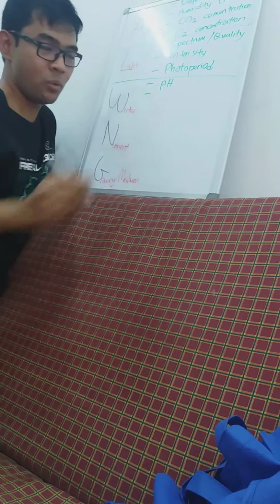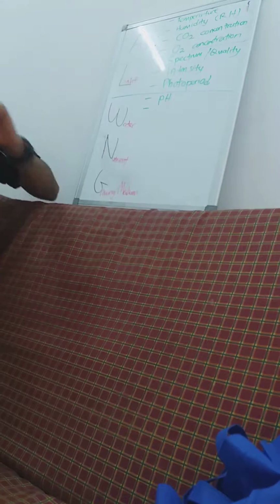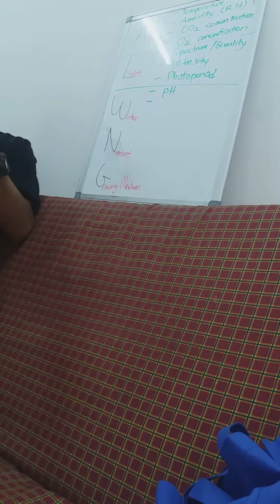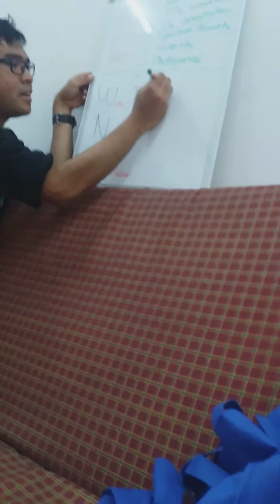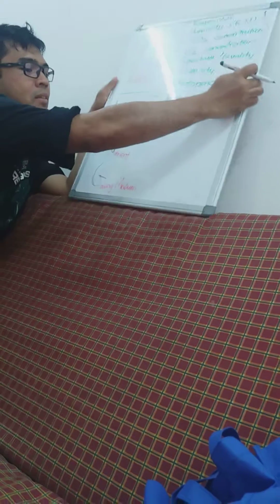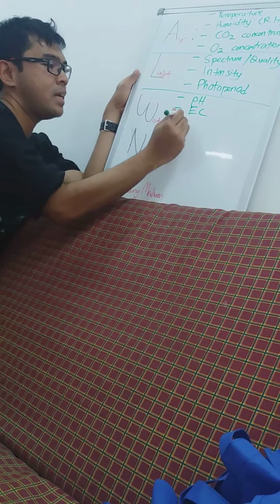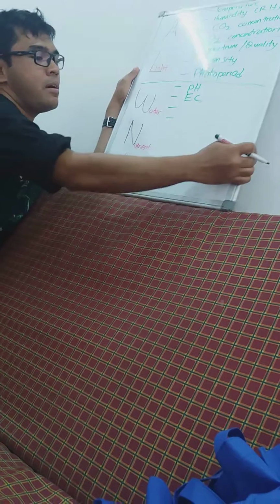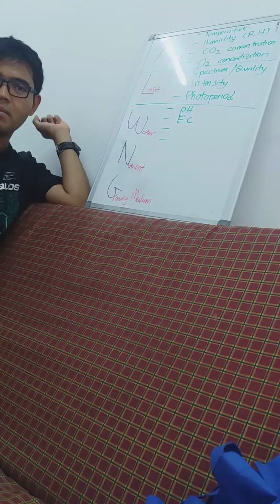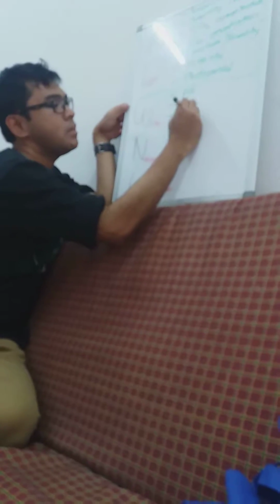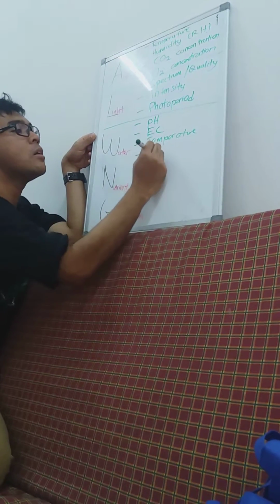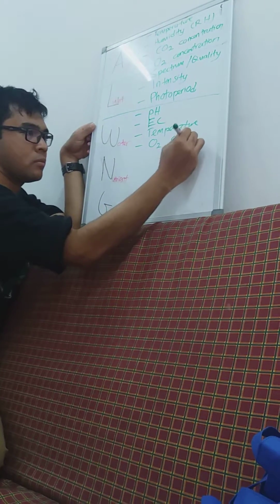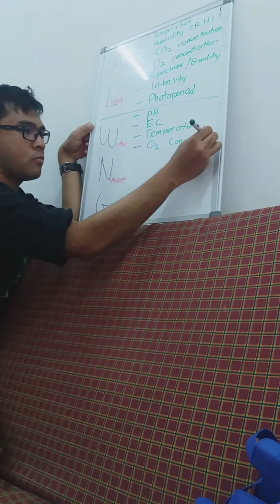If you can get pH, what else can you get? If you do hydroponics, you're definitely going to measure this. EC. Yeah. What else? It kind of overlaps with air qualities. Temperature. Oh, water temperature. Yes. You can measure water temperature, right? And O2 concentration. Water.